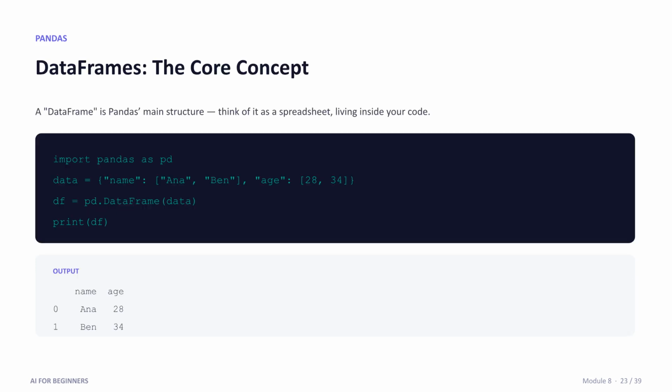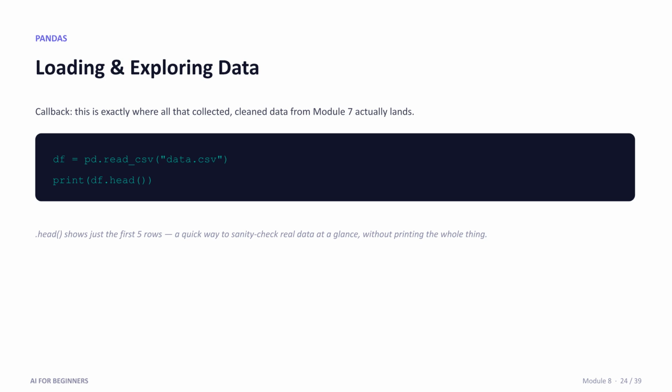The core of Pandas is the data frame. Think of it as a spreadsheet living directly in your code. Here we create a simple data frame with names and ages, and you can see how Pandas automatically structures it with labeled rows. This is where the data cleaning we discussed in Module 7 becomes practical. By using pd.read_csv, you can load real data files. The head function allows you to quickly inspect the first 5 rows to verify the data is loaded correctly.